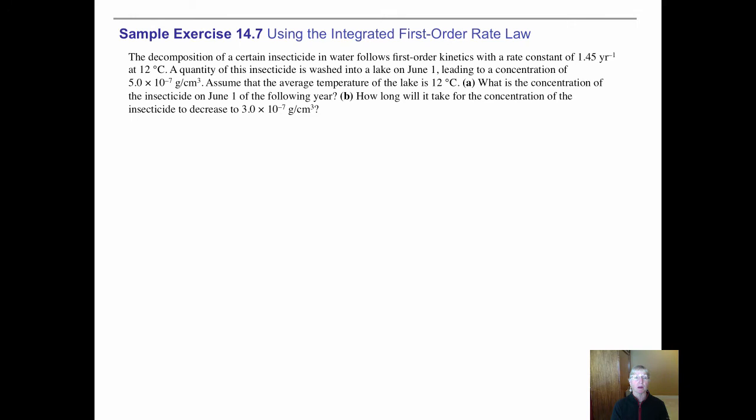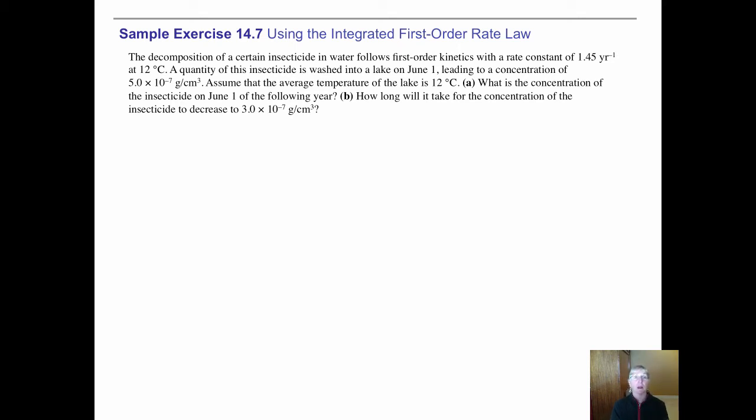So when you are using this integrated first order rate law, it can be used in something as complex as the decomposition of a certain insecticide. So another real world application. It's first order kinetics. It has a rate constant of 1.45 per year at 12 degrees Celsius. So they're saying that's how much it would decompose as long as you use a temperature that's sort of an average temp for a time period.